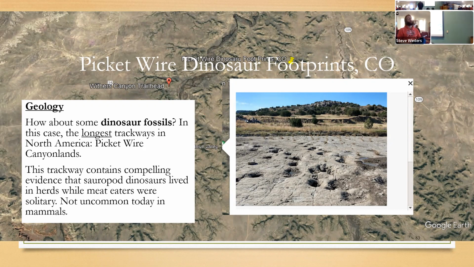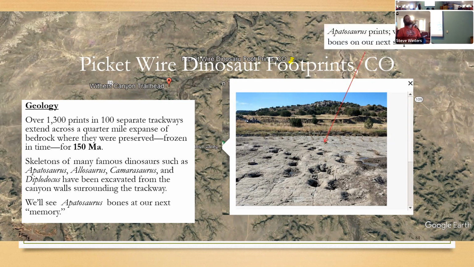We call it the Picket Wire Canyon. A lot of prints, about 1,300 in 100 separate trackways, about 150 million years old. We see dinosaur prints from Apatosaurus, Allosaurus, Camarasaurus, Diplodocus. We're actually going to see some Apatosaurus bones in a moment because we're going to go from here, from the trackway, to the National Monument in Colorado.